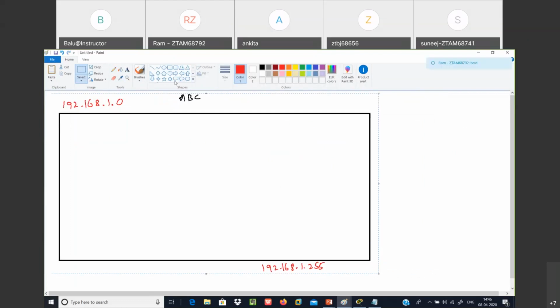I request all of you, take pen and paper, and do the same calculation. In the middle, I'll give you some tasks also. Try to work them out. These are the best practices.